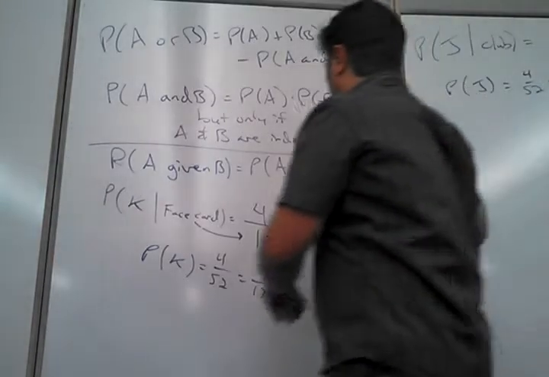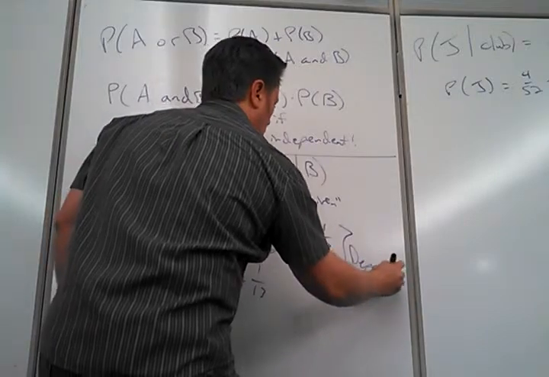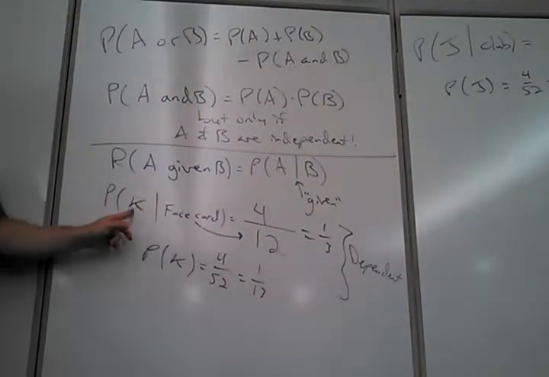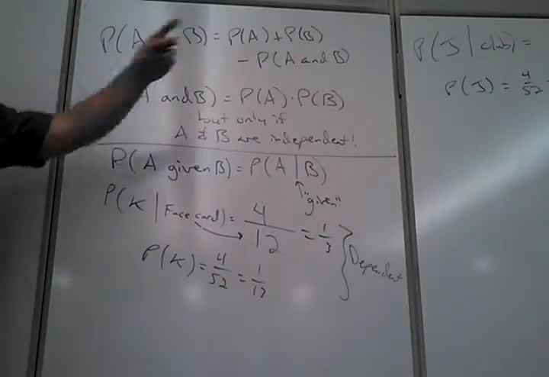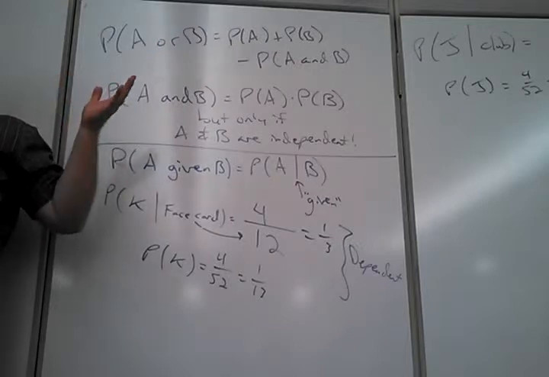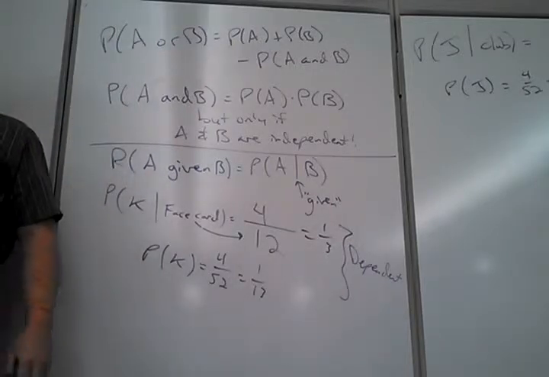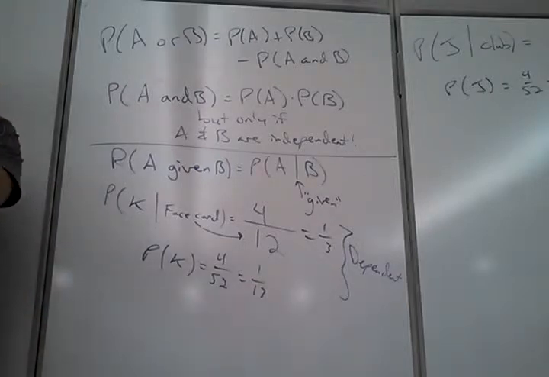So this situation is independent. And this situation is dependent. Depending on whether or not it's a face card, the probability it's a king changes. They depend on each other. Whereas with the jack, if I tell you it's a club, the probability of a jack is still the same. It's still 1 out of 13. So that's what those words mean in statistics: dependent, independent.